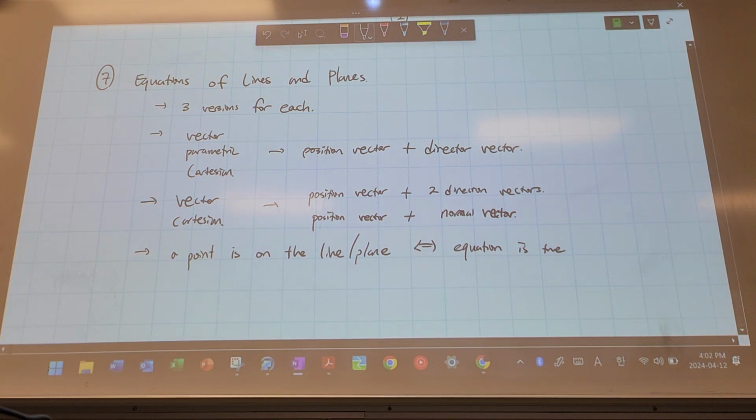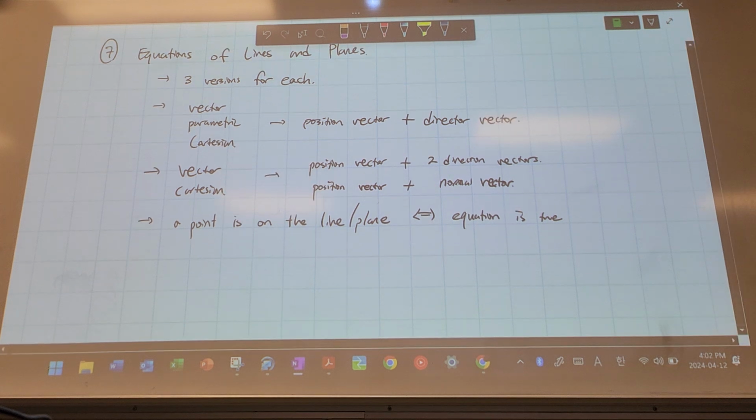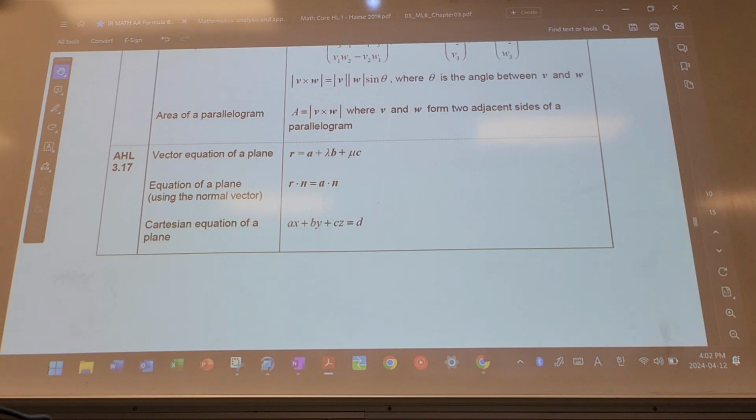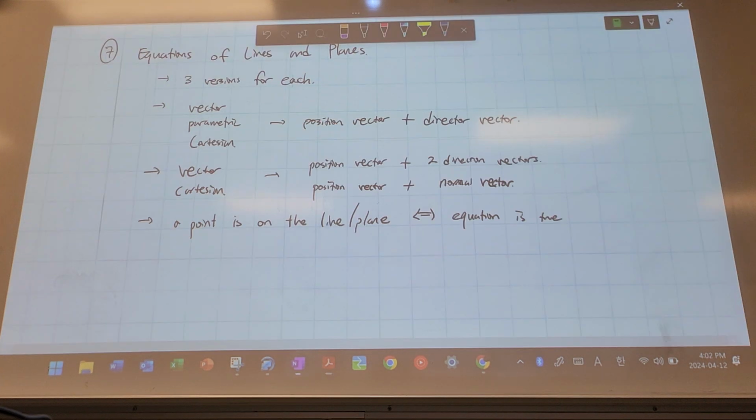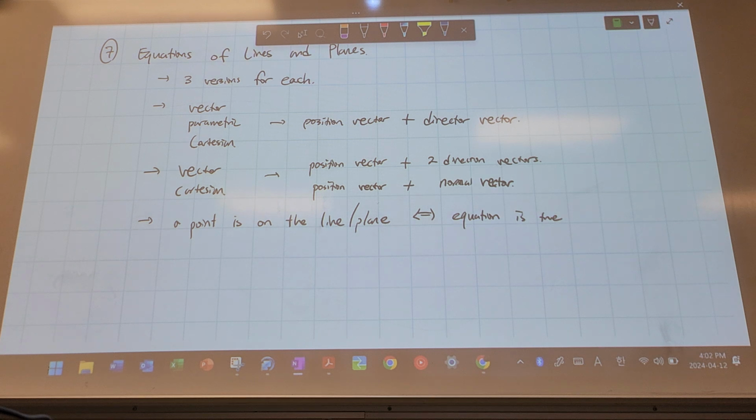For the Cartesian equation, a, b, and c are the components of the normal vector, and x, y, z is the position. For example, there was a question today when we discussed, where I give you a point and ask, is this point on the line? You just put it into the equation and equate each side.